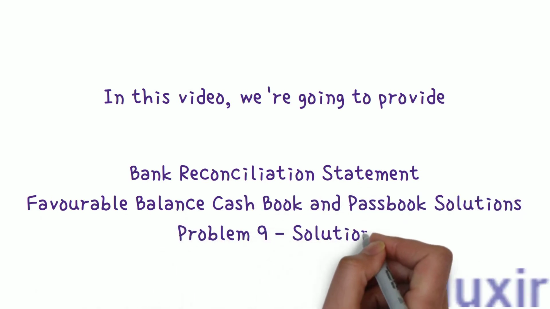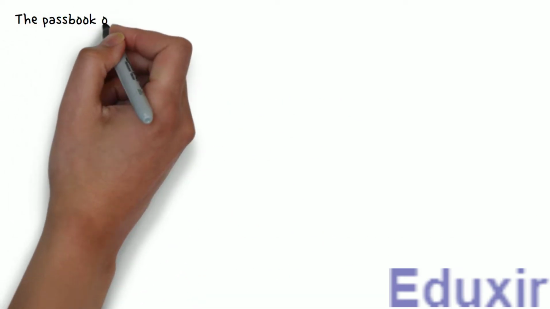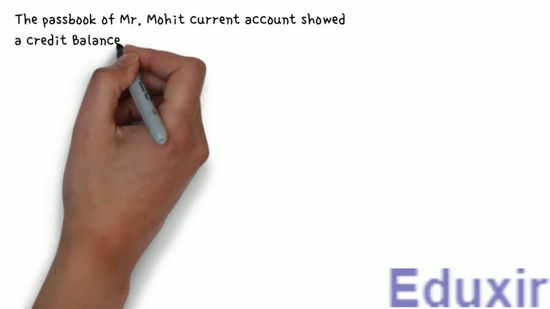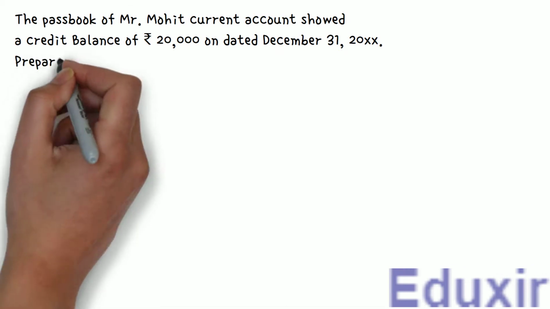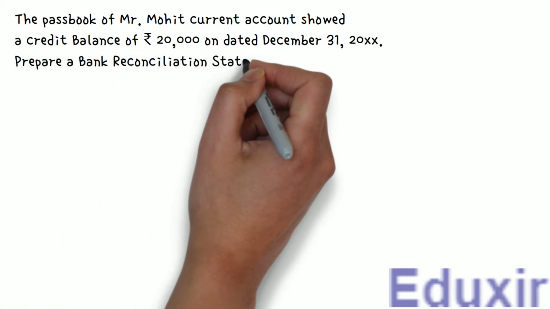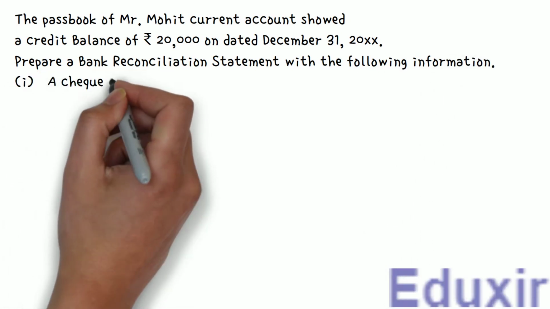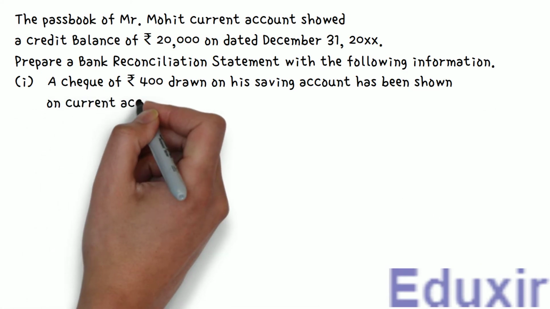Problem 9 solution. The problem statement is as follows. The passbook of Mr. Mohit current account showed a credit balance of 20,000 rupees on dated December 31st, 2000 plus. Prepare a bank reconciliation statement with the following information. A cheque of 400 rupees drawn on his favor has been shown on current account.